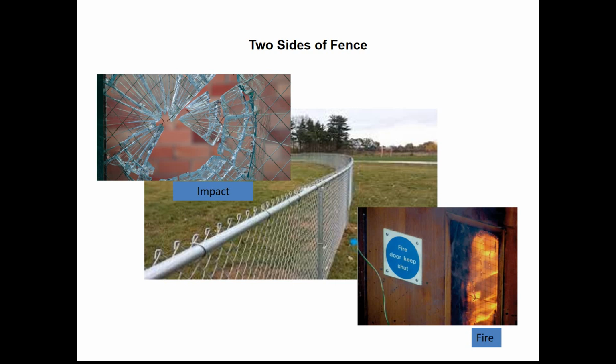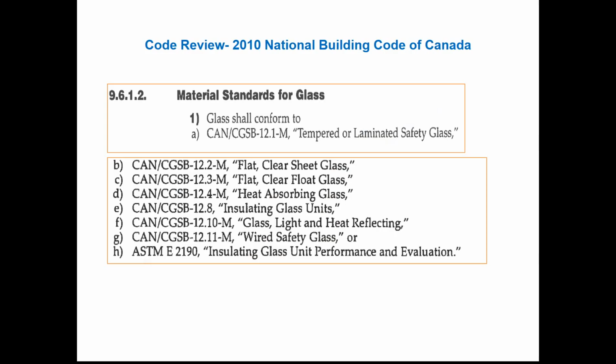Now, there's two sides of this fence when it comes to wire glass. One of the sides is impact, and the other one is fire. So we'll have a look at both sides of the fence in relationship to the National Building Code.